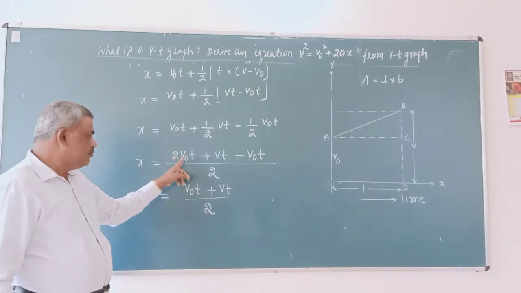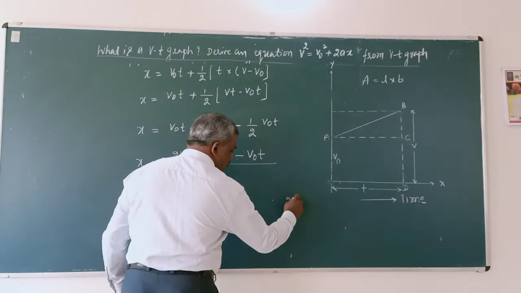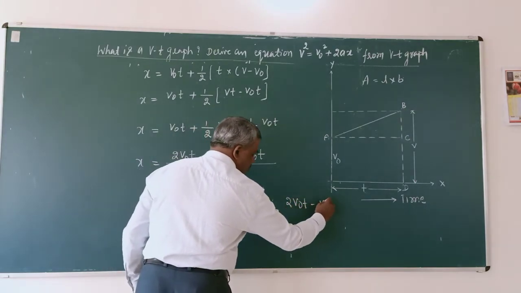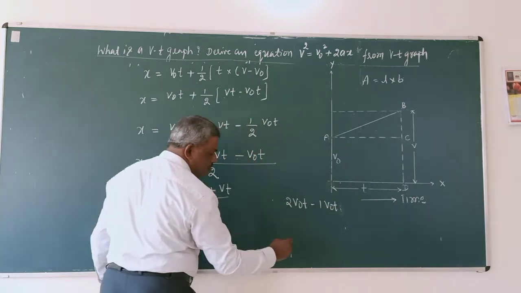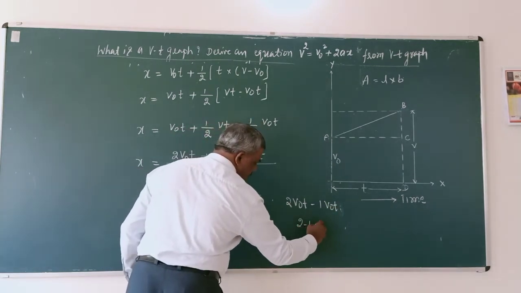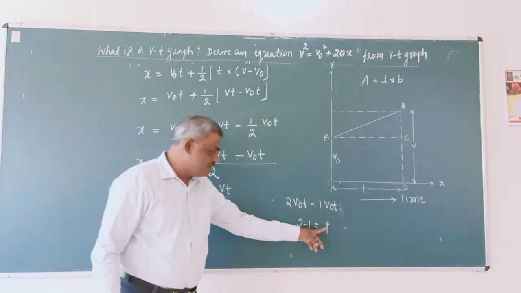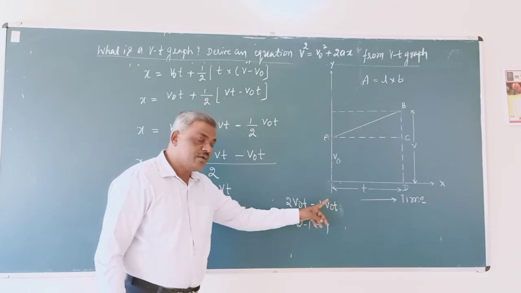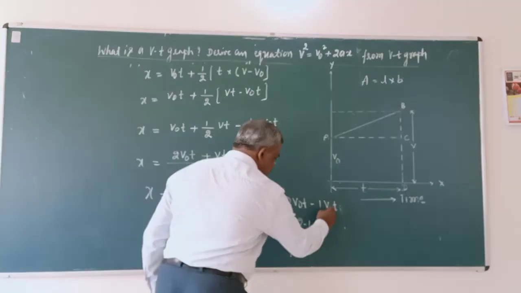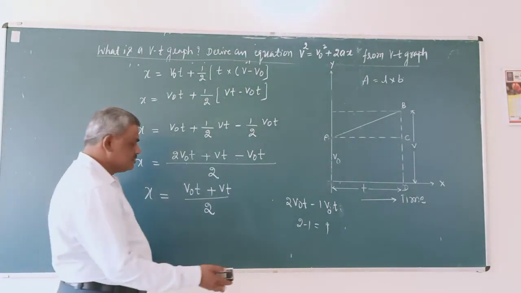Students, here 2 V naught t minus 1 V naught t is 1 V naught t. In your mathematics, 2 minus 1 equals what? 1. So we mention here 2 V naught t minus 1 V naught t equals V naught t.